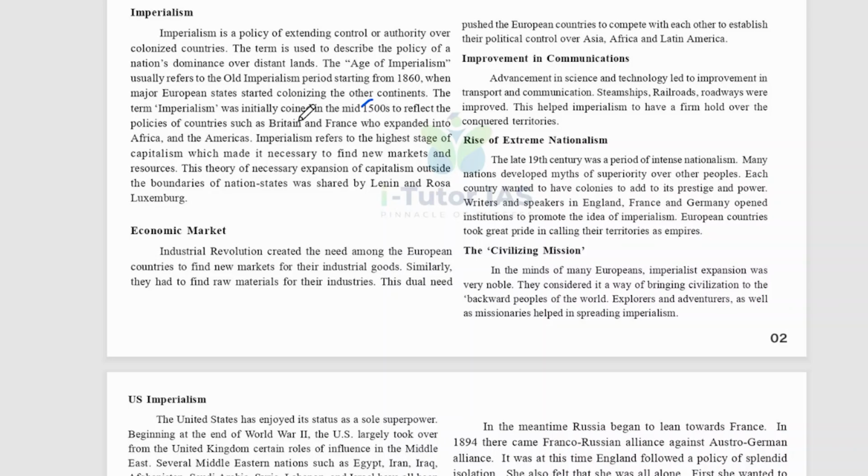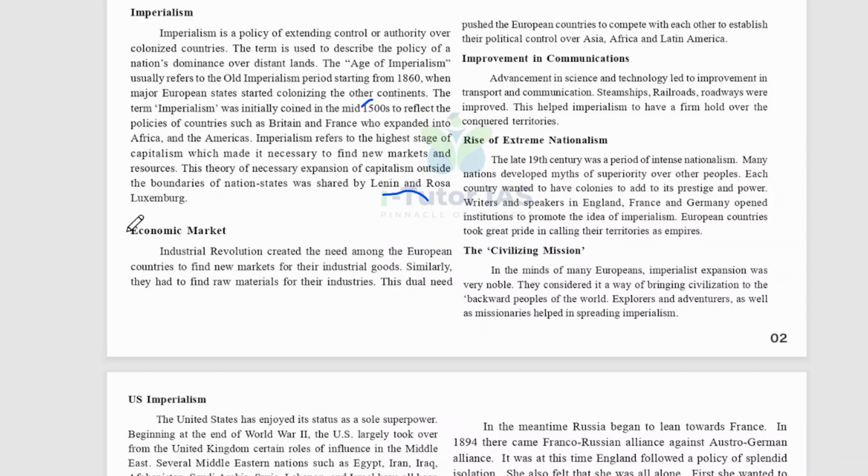And also, imperialism refers to the highest stage of capitalism, which made it necessary to find new markets and resources. This theory of the necessary expansion of capitalism outside the boundaries of the nation state was shared by Lenin and Rosa Luxemburg. Okay, so that's about imperialism.